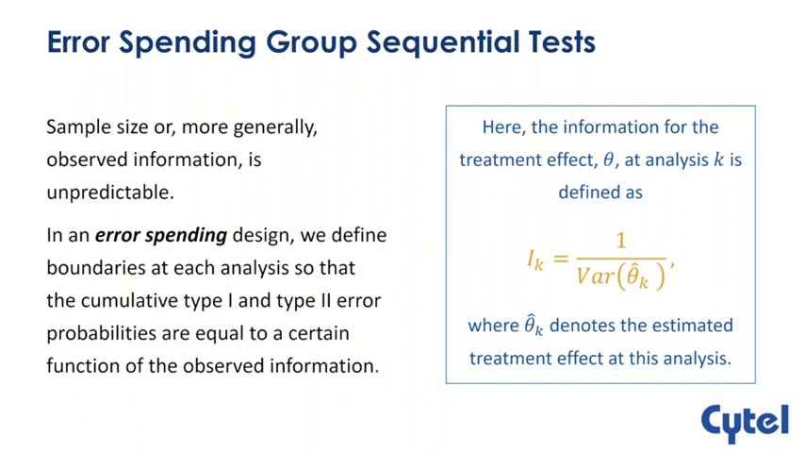Now, information here I'm using in the statistical sense. So information is defined as shown over here on the right. At analysis k, we have our estimate theta hat k of the treatment effect. And the information is 1 over the variance of theta hat k. So as the study continues, at later analyses, the variance of our estimate gets smaller because we've got more data, and so the information increases. And it's that information that we calculate and feed into the error spending rule, and that tells us how much type 1 error, how much type 2 error have been allocated so far, and that will determine the boundary for the group sequential test.